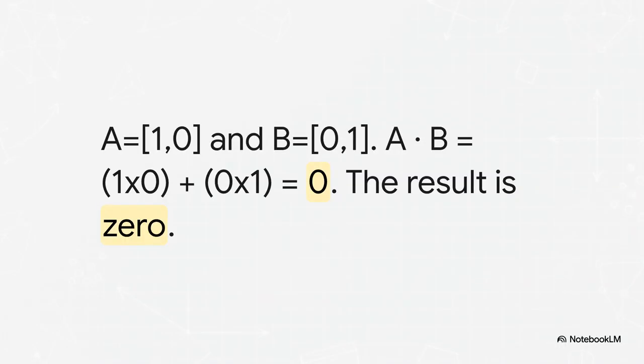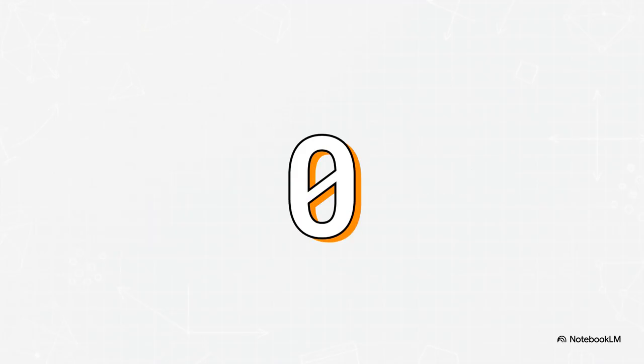Now let's test that perpendicular case we talked about earlier. Imagine vector A is pointing flat to the right at 1, 0, and vector B is pointing straight up at 0, 1. Let's just run the math together. 1 times 0 is 0. 0 times 1 is also 0. And 0 plus 0 is, well, 0. A massive, undeniable 0. This proves completely mathematically that perpendicular vectors share absolutely nothing in common. The math perfectly backs up our visual intuition from earlier.